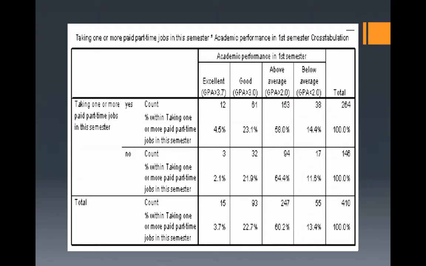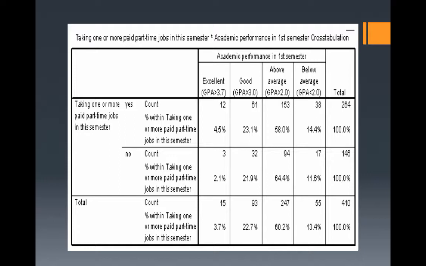Here is a crosstab for taking one or more part-time jobs this semester and academic performance in the first semester. Of course, it's a cross-tabulation. On one line you have yes, and on one line you'll have no. On the top here, excellent, good, above average, and below average, which are basically their GPAs.